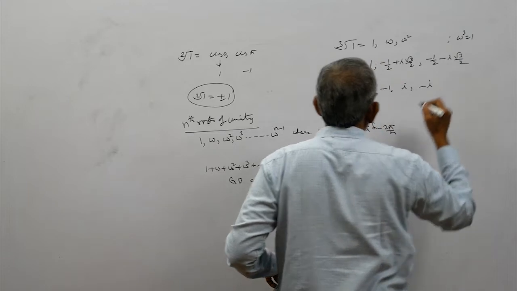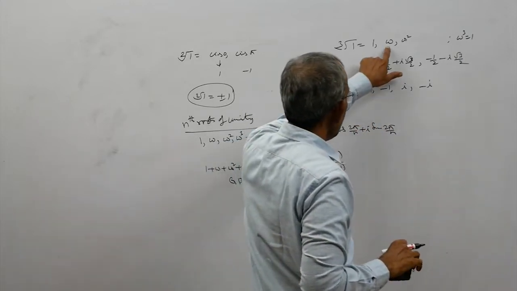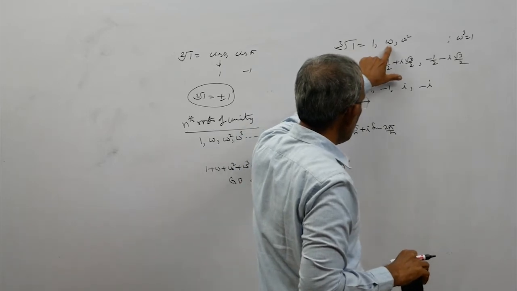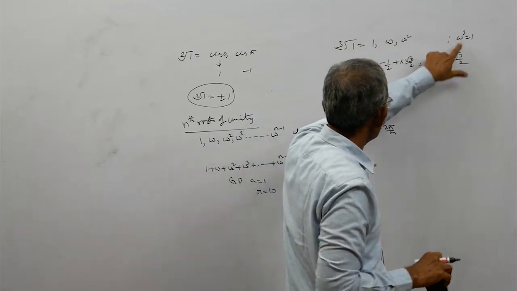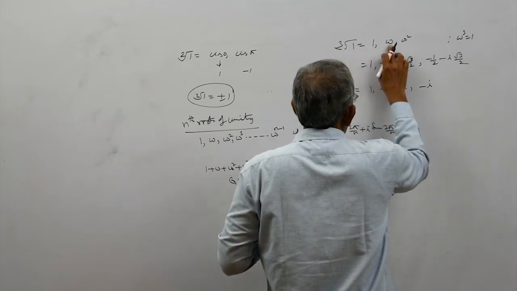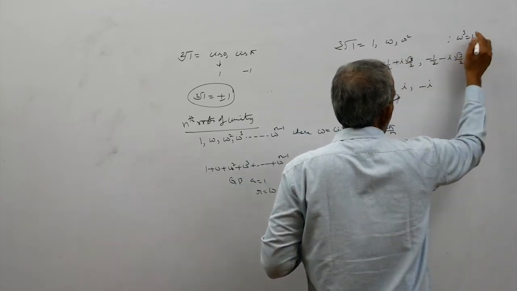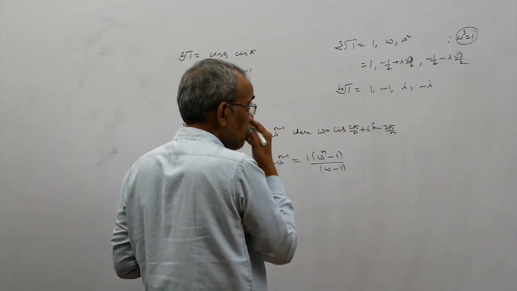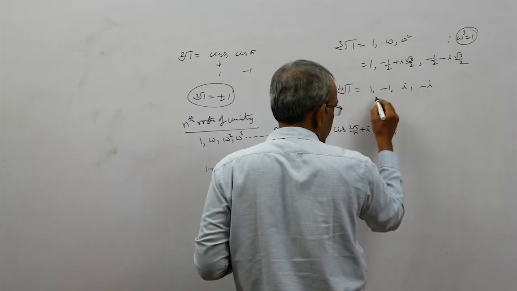Cube roots of unity. Omega is the cube root of 1, so omega equals the cube root of 1. Therefore, the cube root of 1 is equal to omega to the power of 3. That is, omega cube is equal to 1. Here, the fourth roots of unity are 1, minus 1, plus i, minus i.